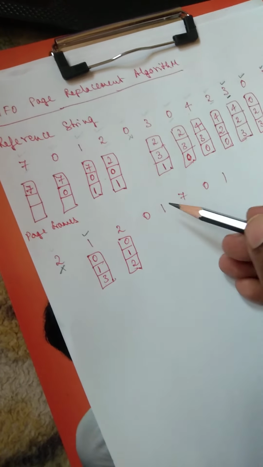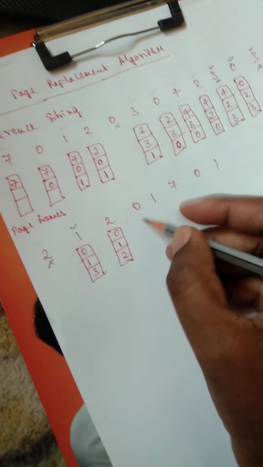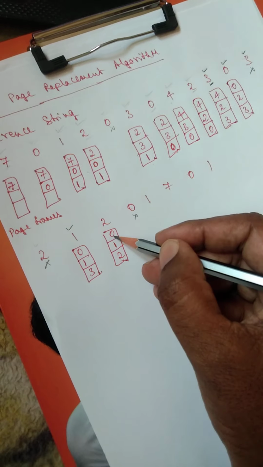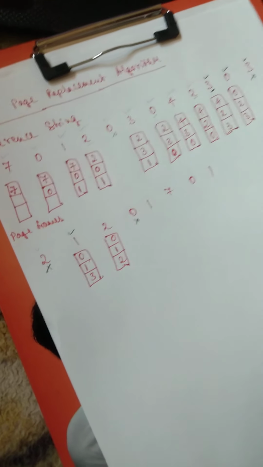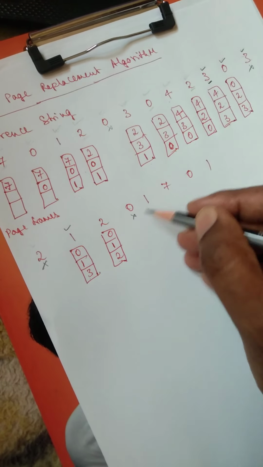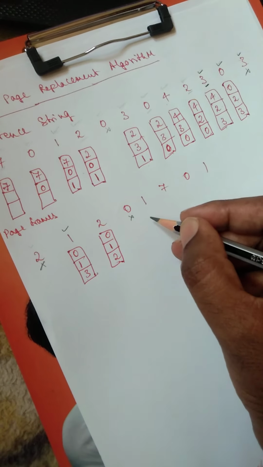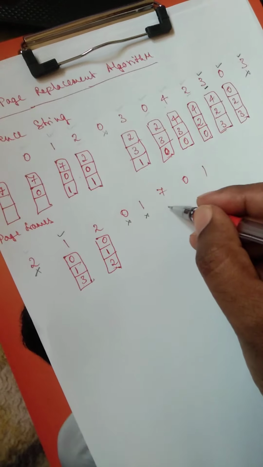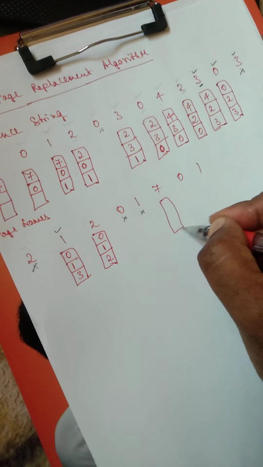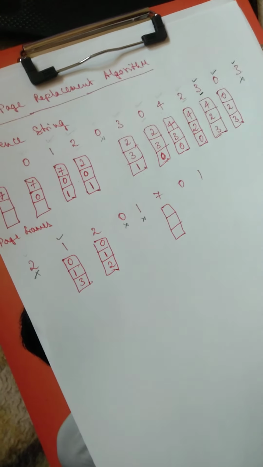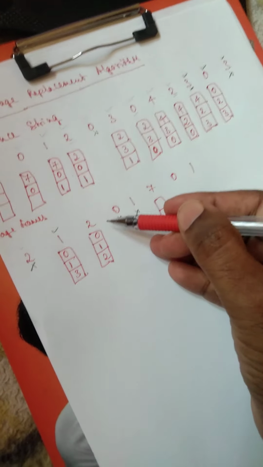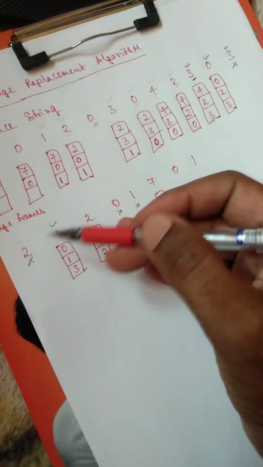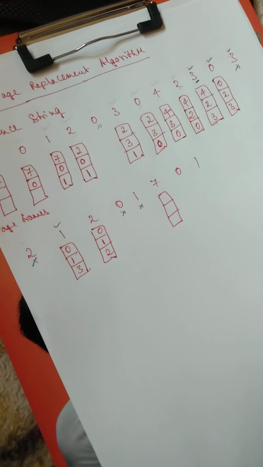Now in the next case, 0, a page fault does not occur. Why? Because already the required frame is there in the page table. And again in the next case, 1 is also there in the page table, so therefore the page fault does not occur. Now 7, yes, of course a page fault occurs. You'll write the page table and then examine the values of 0, 1 and 2. Now I'll erase all these pencil marks.